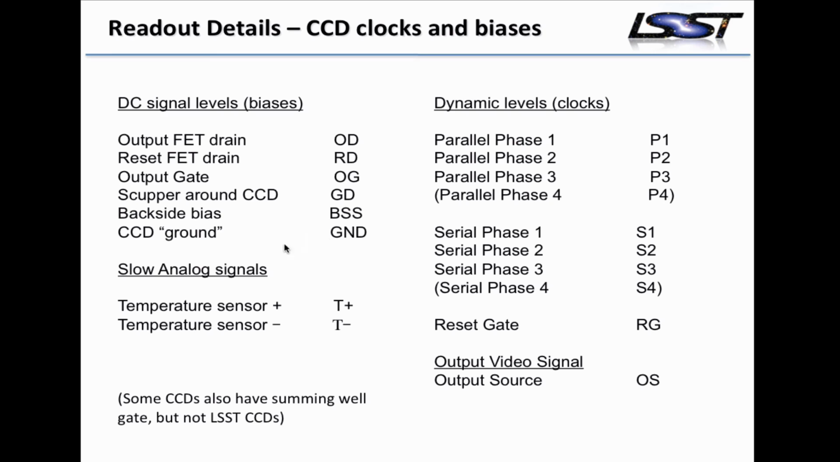We talked about the fact that the exterior of the CCD has a buffer ring around it called the scupper to prevent charge from the bulk silicon from migrating in. There's a backside bias that we apply, which creates the vertical electric field that drives the charge down to the pixels. And there's some notion of CCD ground that I have to establish. It's frequently the case that there's a temperature sensor on the CCD that has a couple of connectors, 3 or 4 phases of parallel clocking, 3 or 4 phases of serial clocking. Those are dynamic voltages that get applied. The reset gate is a dynamic voltage that gets applied, and out of each amplifier comes the output signal, which is the video signal that we then digitize.